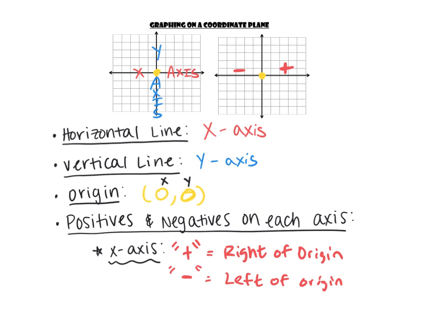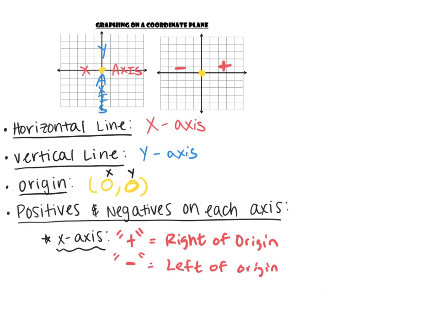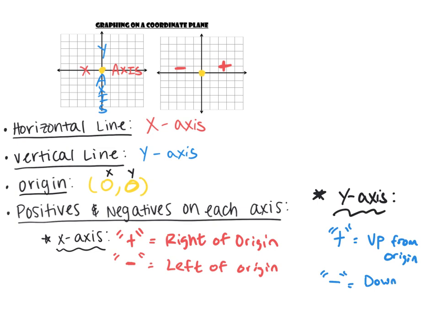Okay, good. Now I'm going to do it over here to the side just to make sure we have enough room. If we think about the y-axis, very similar stuff. The positive side of the y-axis is considered to be up from the origin. So if the positive side is up, where would the negative side be? Down. You got it.